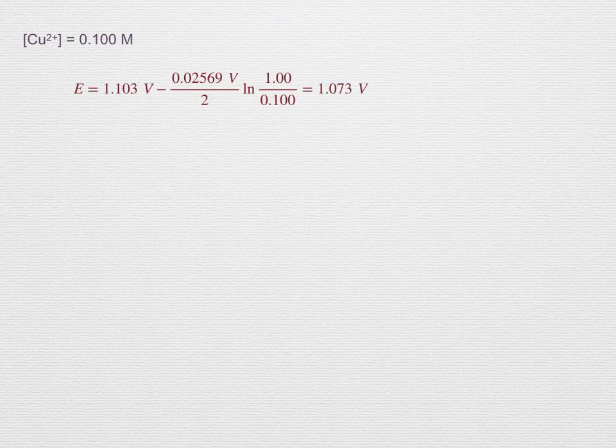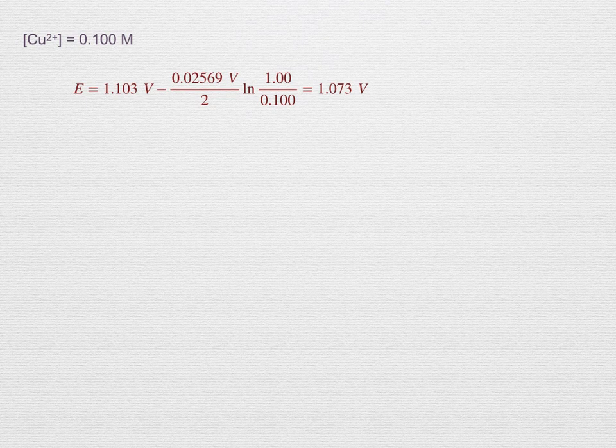Copper concentration is 0.1 molar. Substitute into Nernst. This time the change is in the denominator of the reaction quotient. 1 over 0.1 is equal to 10. The log of a number greater than 1 will be positive, so the second term will be overall negative and lead to a decrease in cell potential. You are perhaps not surprised to find it is about 30 millivolts lower at 1.073 volts.